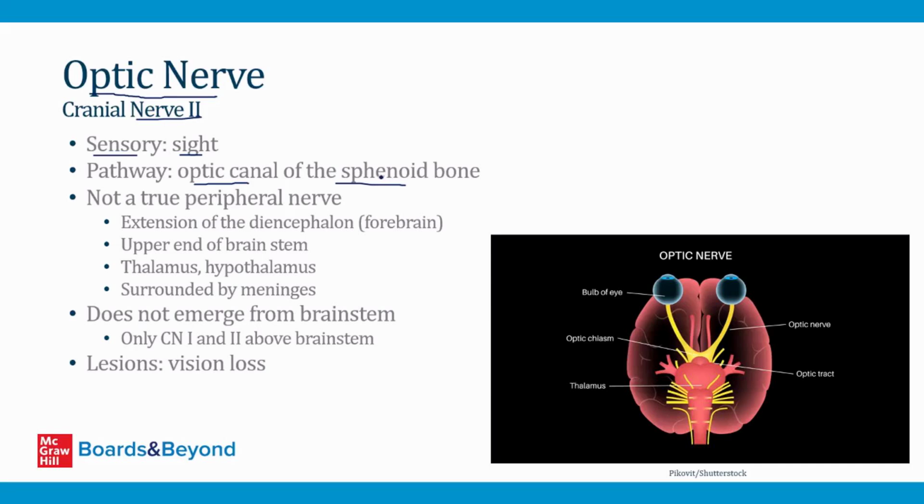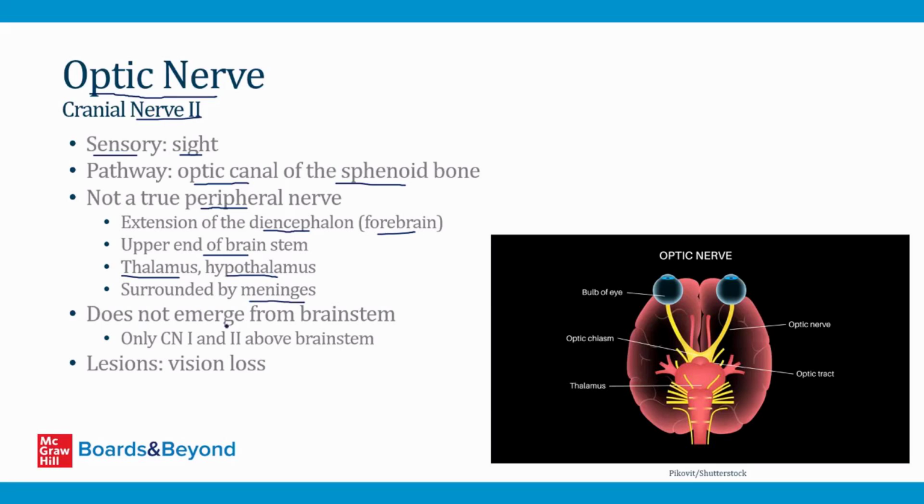The optic nerve is sort of famous for the fact that it's not really a peripheral nerve. It's actually an extension of brain tissue. It's an extension of the diencephalon, which is the forebrain. This is part of the brain that's found at the upper end of the brainstem. Other structures that are part of this region are the thalamus and hypothalamus. And so really, the optic nerve is just an extension of this part of the central nervous system. In fact, it's surrounded by meninges as if it's part of our brain itself.